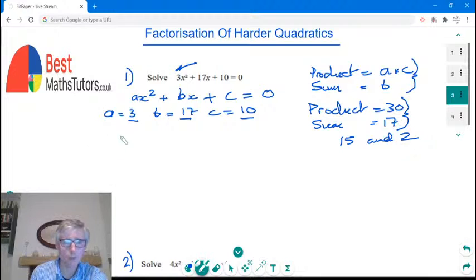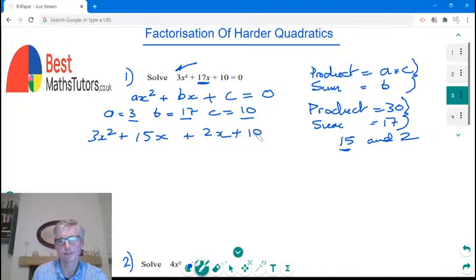So what we do is we then take this middle number and we split it up. So we rewrite this quadratic. We take it as 3x squared, and then we write the 17x as 15x plus 2x plus 10 equals 0. So that's really the same as the one we were given in the question. We've just split up the middle number there. So we split the equation into two halves. And often people will draw a wiggly line like that in order to do it.